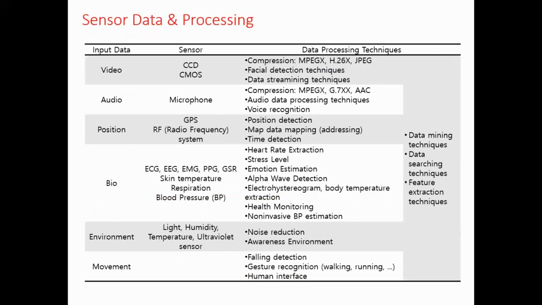In sensor data pre-processing techniques, let's see what types of input data there are. If it is video, sensors use CCD, CMOS, and compression techniques such as MPEG, H.26x.